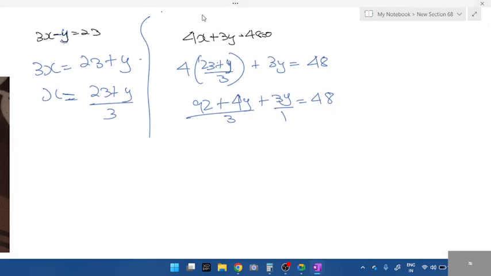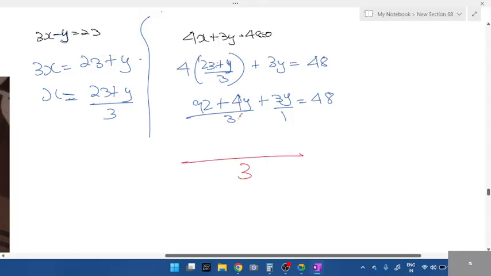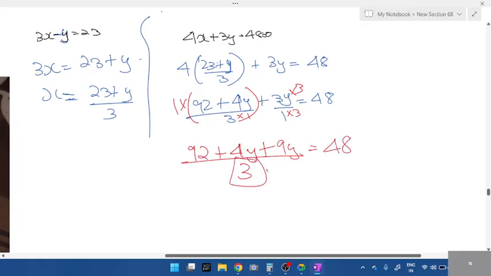If denominators are different, take the LCM, and the numerator also will be different. You have to convert. The denominator is 3, I'll keep 3 as it is. Into 1, everything will get multiplied into 1, so it remains the same, 92 plus 4y. Here it gets multiplied into how much? Into 3. Here also. The sign is plus, 3 times 3y is 9y, equal to what? 3. Before shifting, 3 is division. If it goes to the other side, it becomes multiplication. 92 plus 4y plus 9y is 13y.